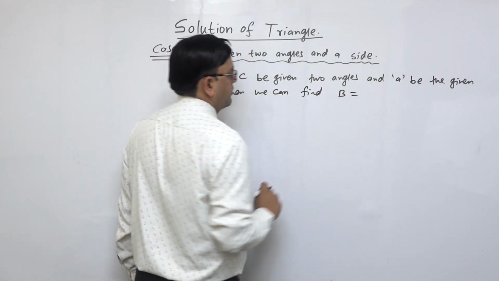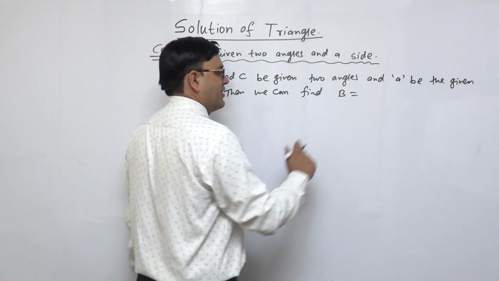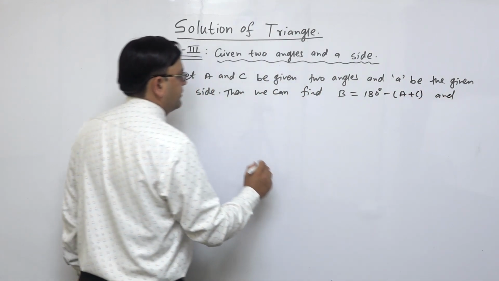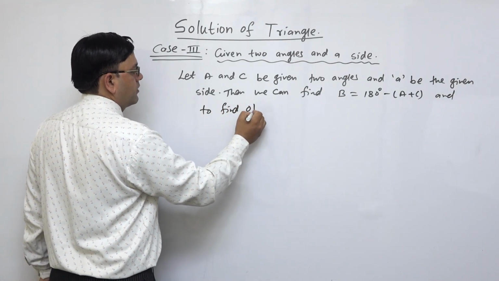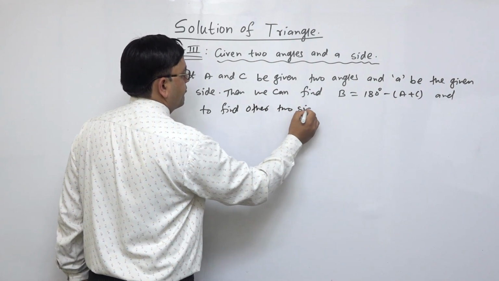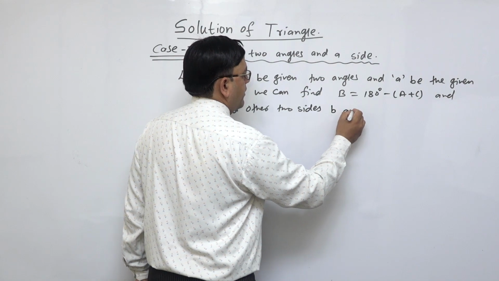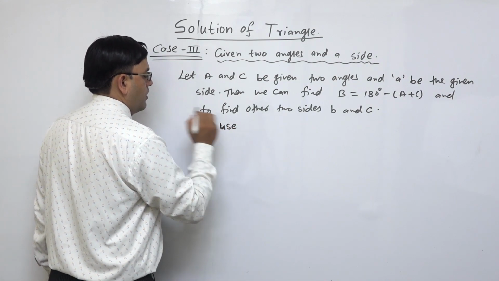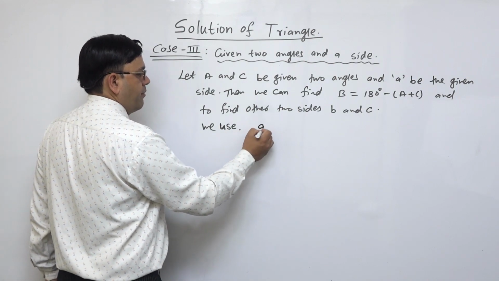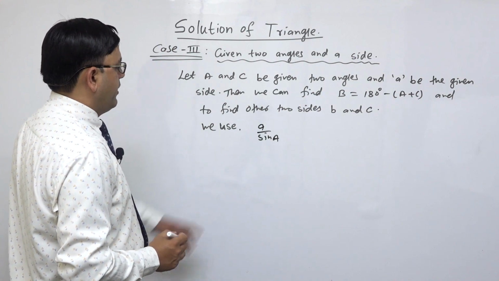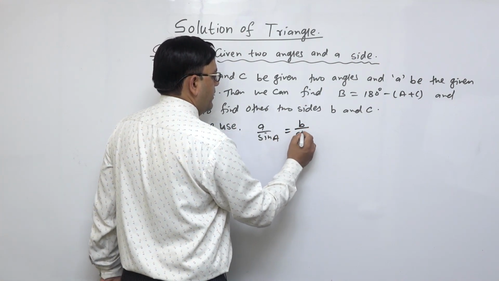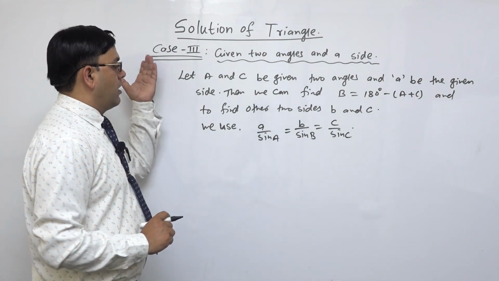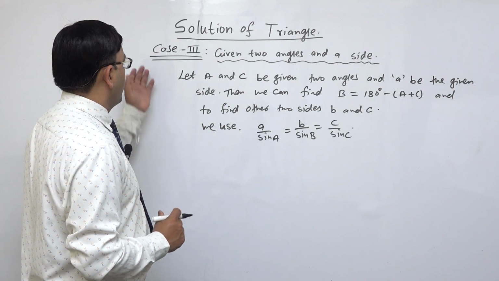B equal to 180 minus (A plus C), since A and C are known, we can easily find B. And to find the other 2 sides b and c, we use a by sin A is equal to b by sin B is equal to c by sin C. In this way, we look at the formula of case 3.